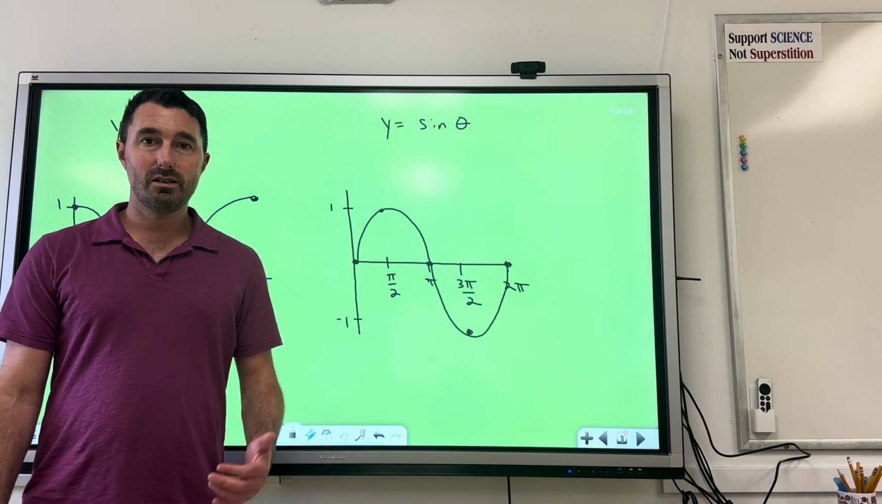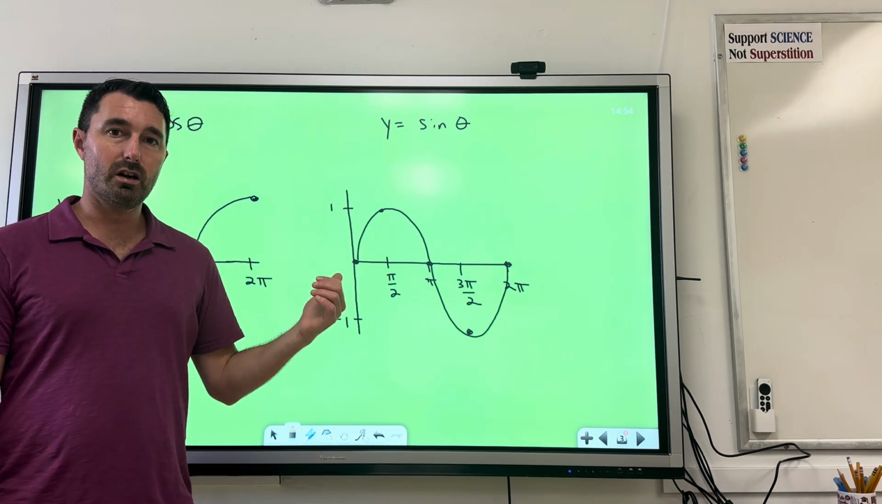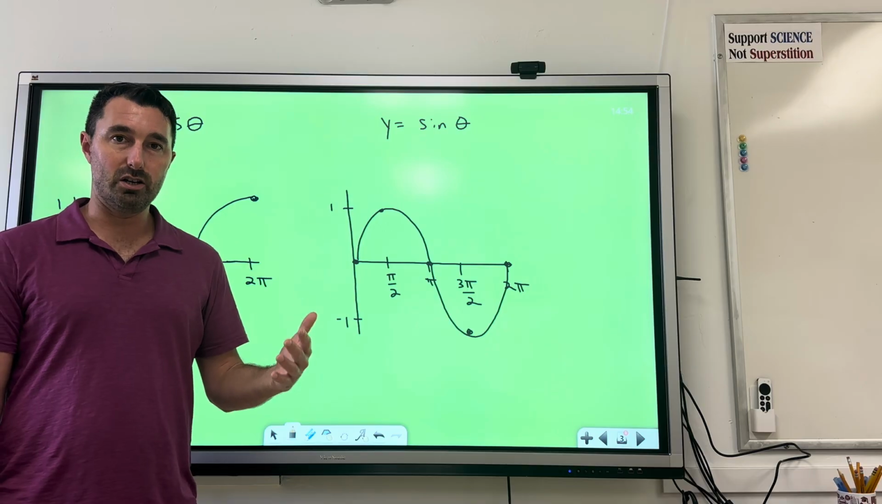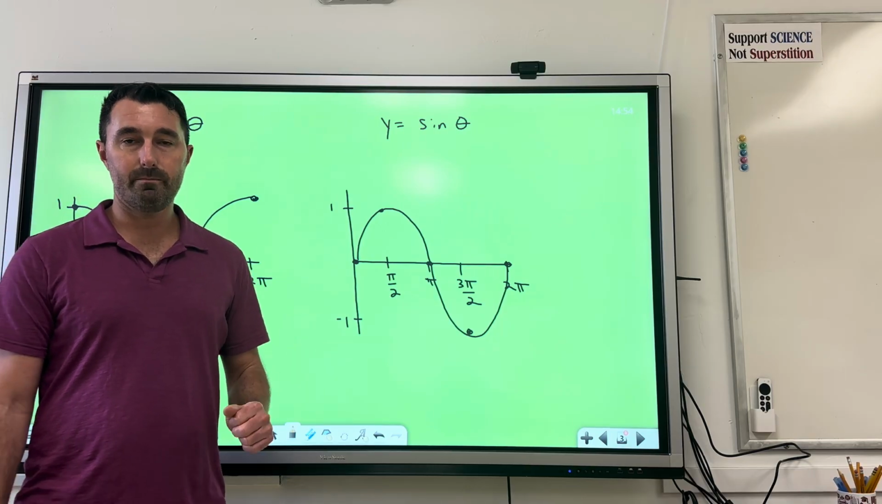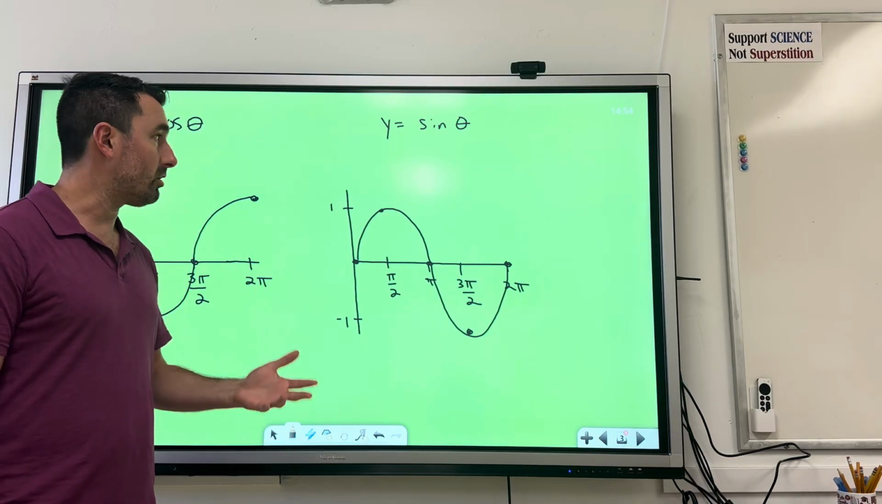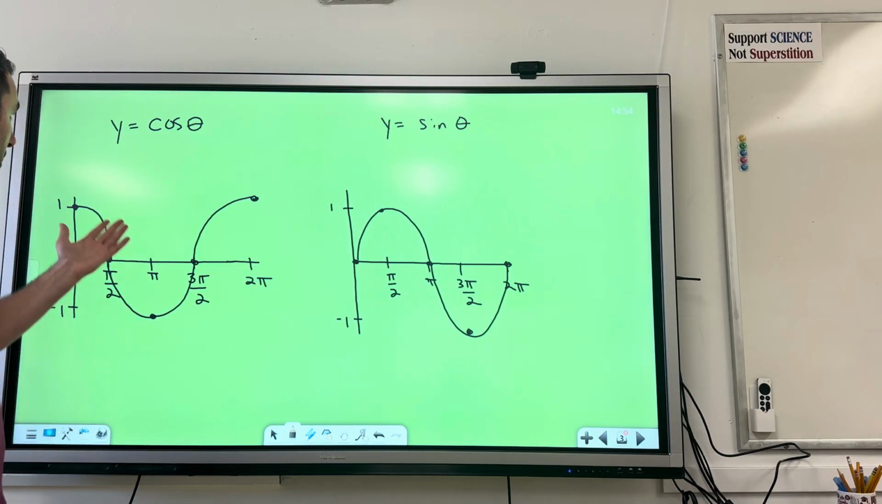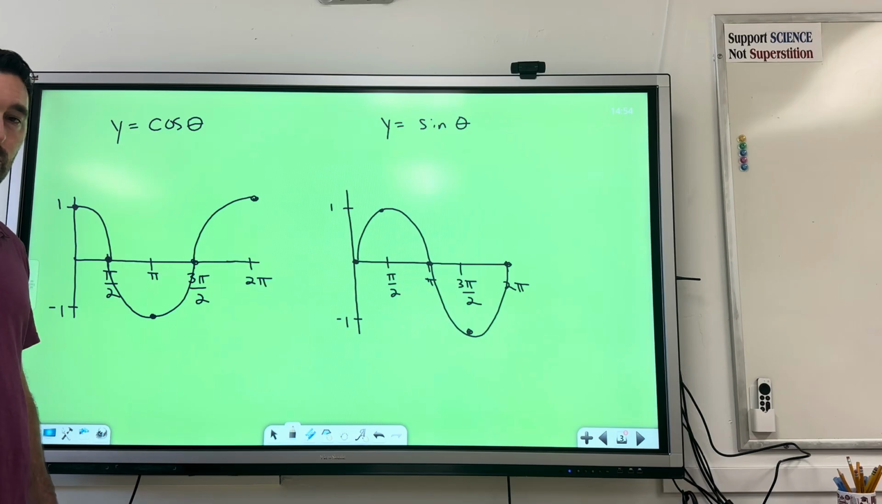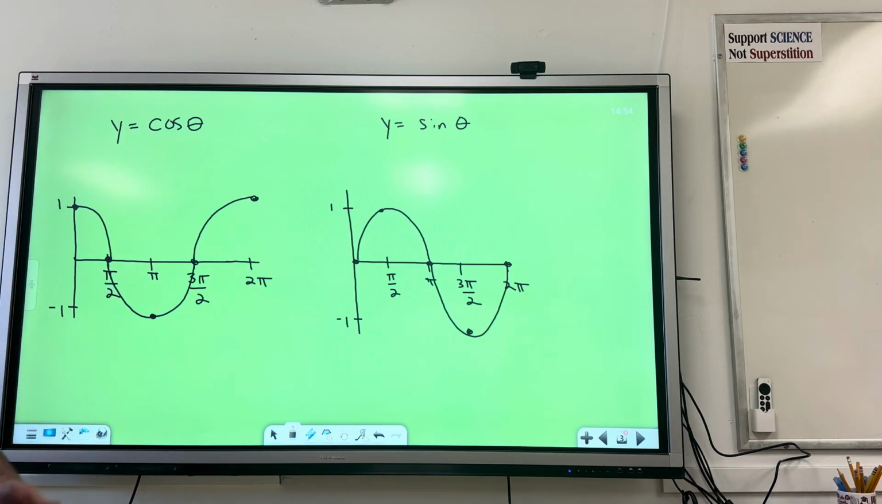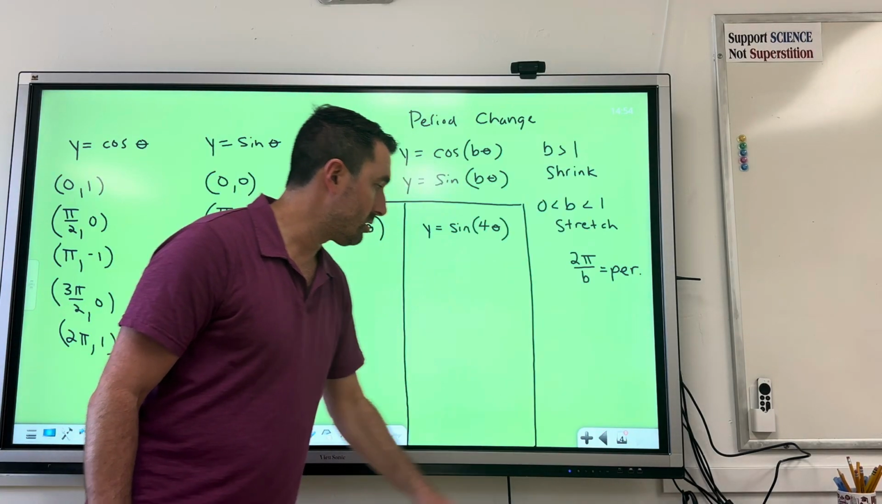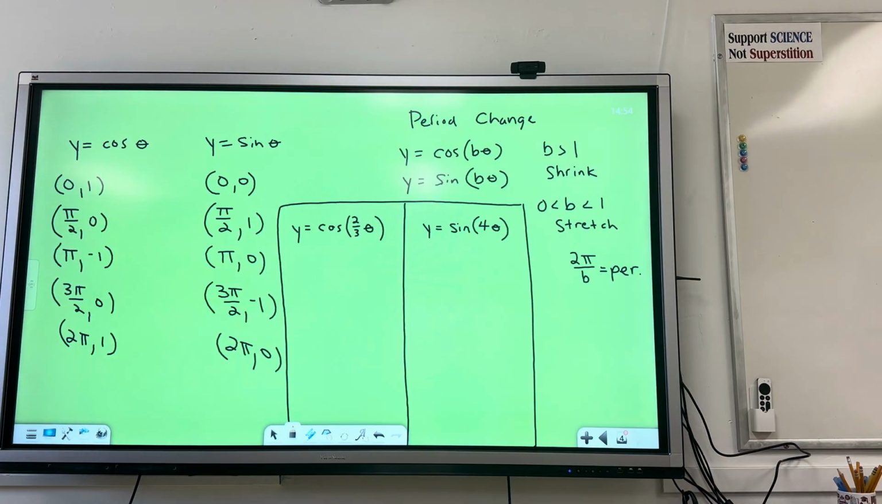Hi. Today we're going to take sine and cosine functions and figure out how to change their period to make a new graph. So the first thing I would do is take a look at the original parent function for each one. I would look at the cosine coordinates and the sine coordinates, and I would list them in order for sine and cosine.